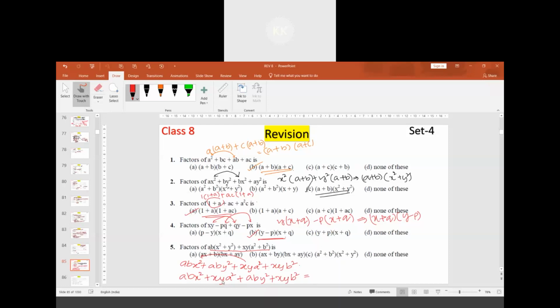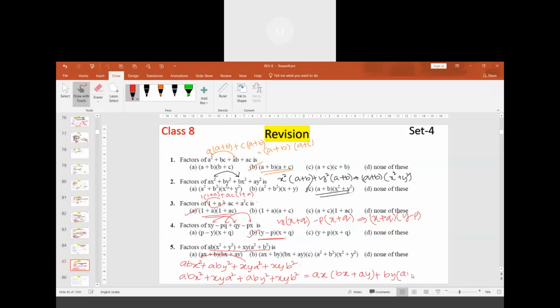इन दोनों में क्या कॉमन है? x is common. Ax is taken out, Bx will remain. Then ay plus by, here y is common. Taking y common, A will remain. By, we can take y common. So what remains is Ay plus By.